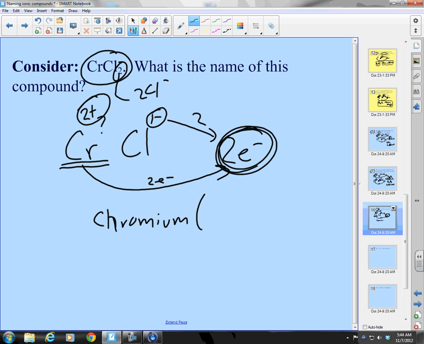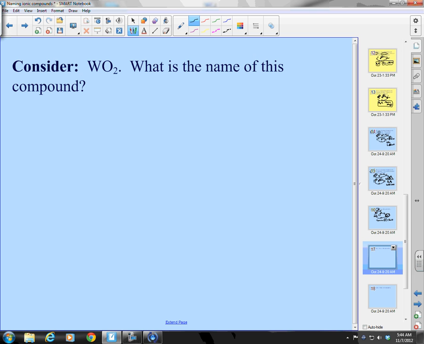Chromium 2 chloride. Got that? Not so bad. All right, you guys give this one a shot.